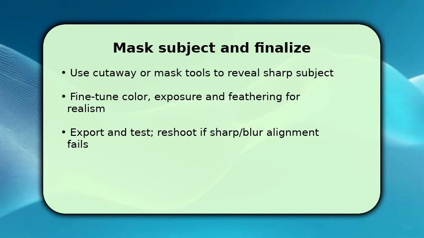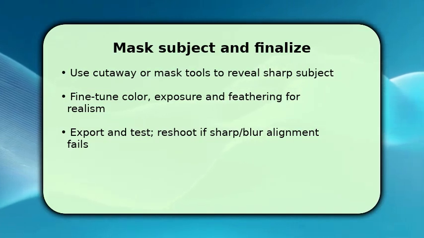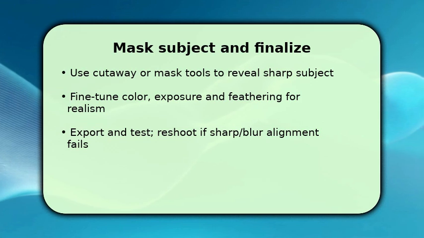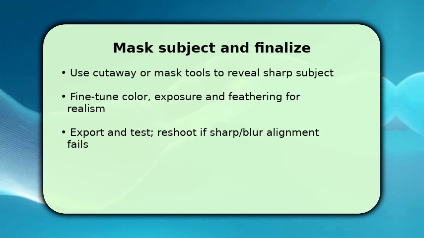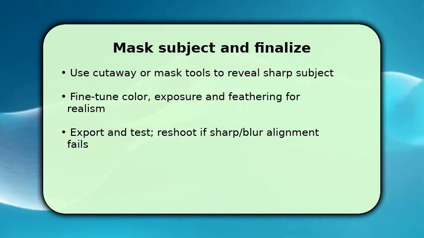depth. Finally, mask or cut out the subject from the sharp top clip so the blurred layer shows as background. You can use a picture-in-picture crop or third-party mask plugin for cleaner edges. Then adjust color, exposure, and feathering so the subject blends naturally against the blur. Slight feathering removes hard edges.